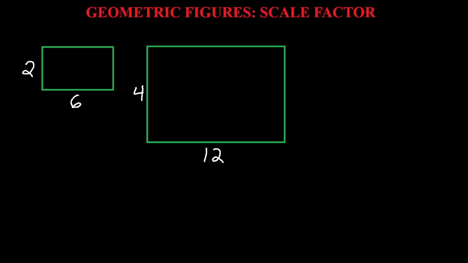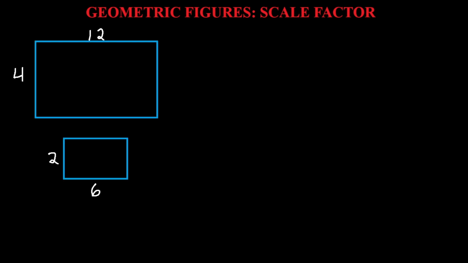If I wanted to make a scale copy of this rectangle here, either bigger or smaller, then I would multiply each of the sides of the first rectangle times some number to give me the new side. In this case, to go from a 2 to a 4, I multiplied by 2, and that's called a scale factor. Looking at the base of the rectangle, I start with a 6. If the scale factor is a 2, then I would multiply 6 times 2 to get a 12. So a scale factor is a number I multiply by.